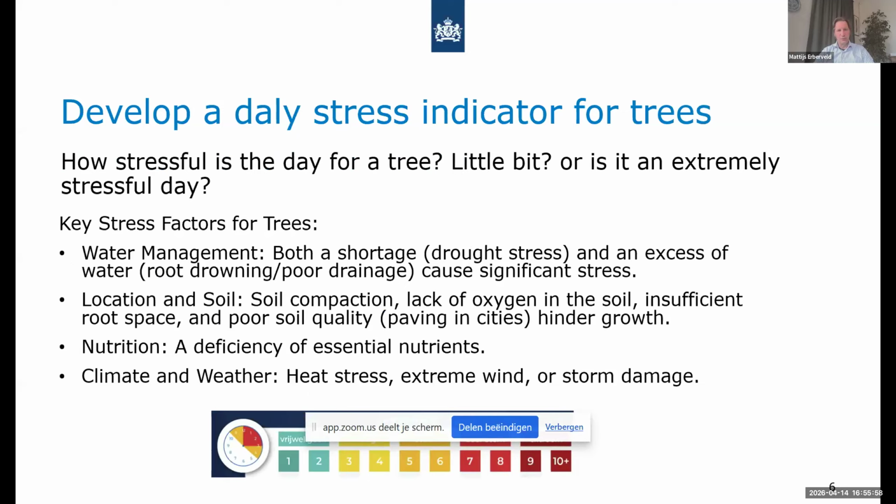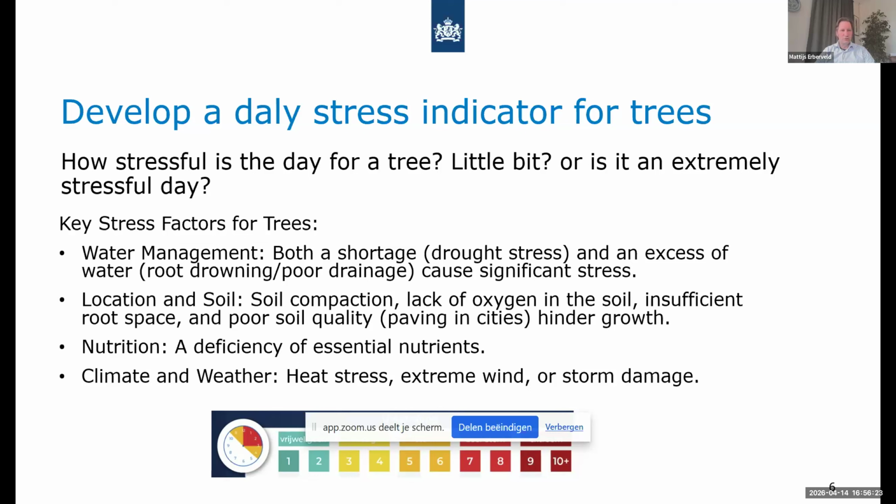So how can you monitor a tree? The data is not always on a daily basis. Some you have only in a week or in a month. And how can you combine them to say something about the stress factor of a tree on a daily basis?